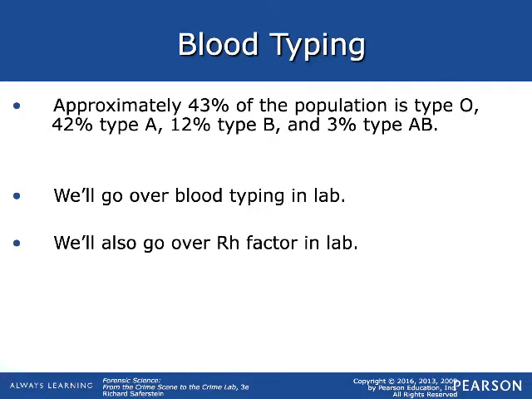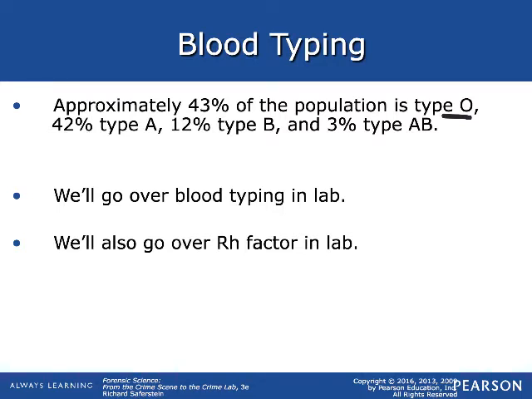they have figured out the types of blood that exist in the overall population. So they say that approximately 43% of the population has type O blood, 42% has type A, 12% has type B, and 3% has type AB. Okay, there are some variations in that depending on ethnicity and where you're from.